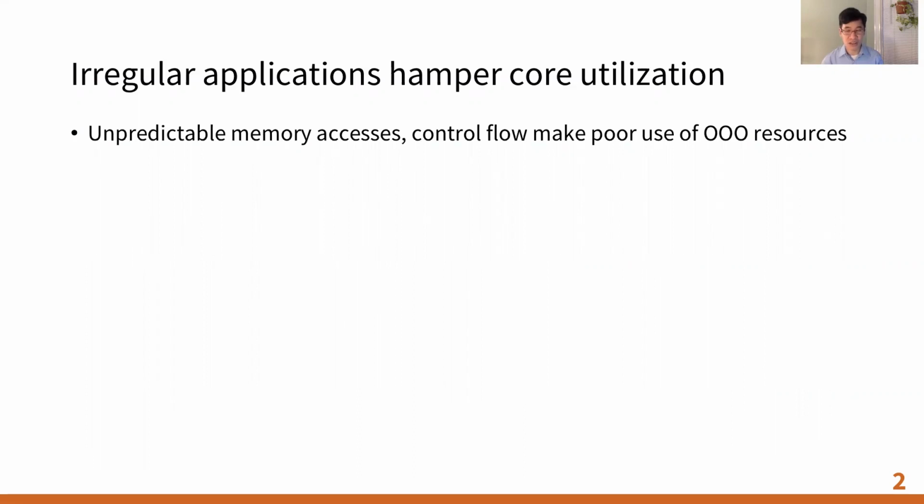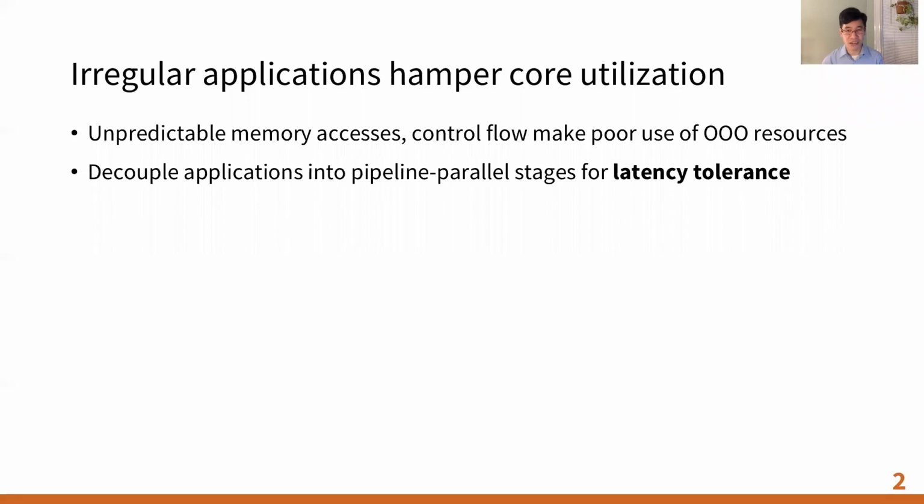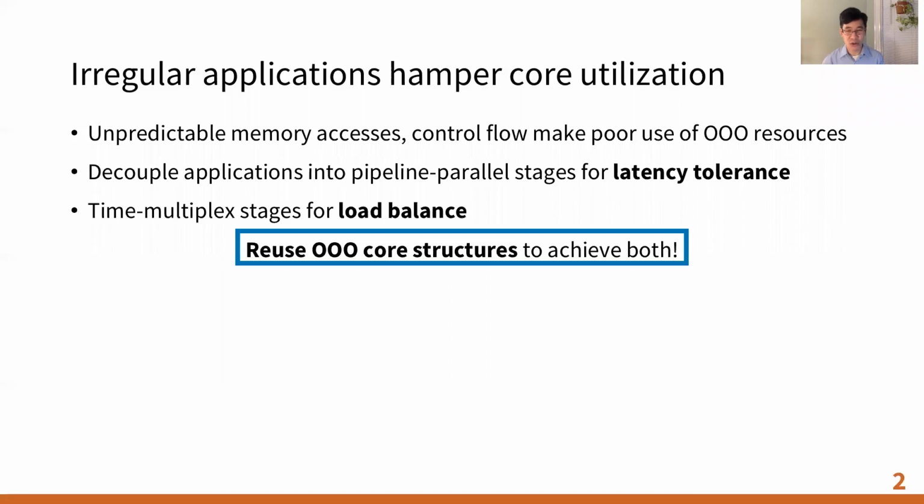To tolerate the latency of these operations, we can decouple applications into pipeline parallel stages. These stages can have fast variations in the amount of work, so we time multiplex these stages to achieve load balance. Our insight is that you can reuse out-of-order core structures to achieve both of these goals.